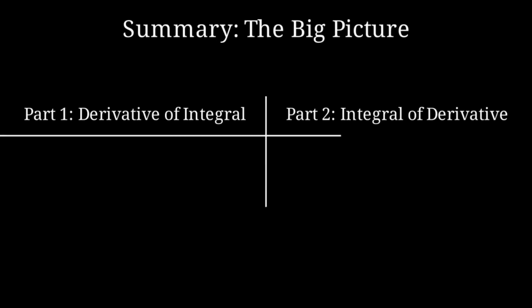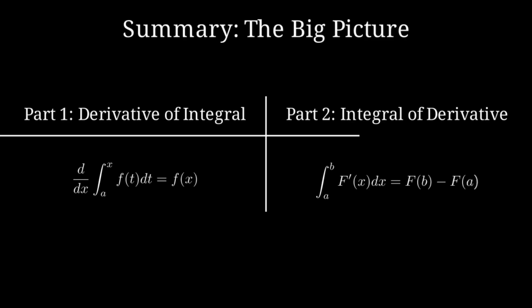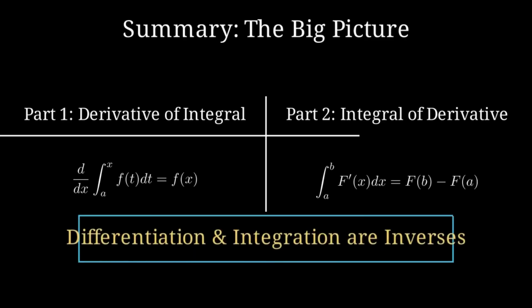In summary, the fundamental theorem of calculus links the local behavior of a function, its slope, to its global behavior, the area it covers. Part 1 shows that integration is the reverse of differentiation, and Part 2 gives us a powerful method to calculate areas.